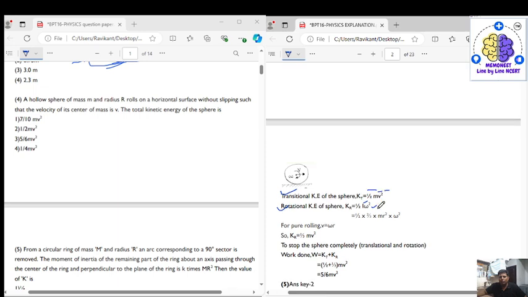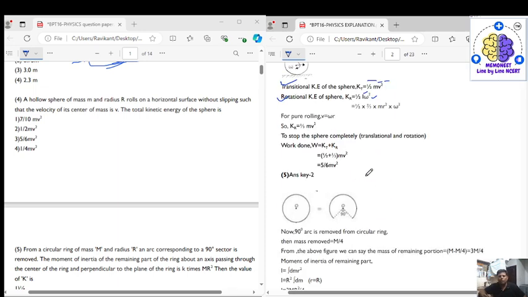Right? Now, for pure rolling, v is equal to omega r. That is, translatory velocity is equal to angular velocity into r. Right? So rotational kinetic energy is equal to 1 by 3 m v square. Now, to stop the sphere completely, the work done will be equal to total kinetic energy, translatory kinetic energy plus rotational kinetic energy. The translatory kinetic energy is half m v square and rotational kinetic energy is 1 by 3 m v square.